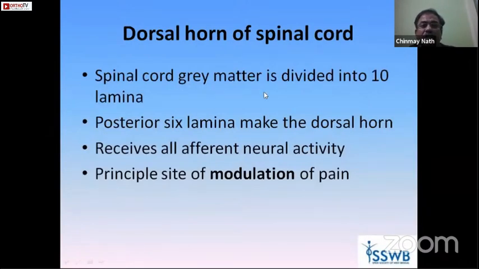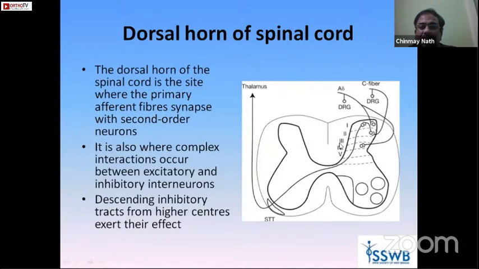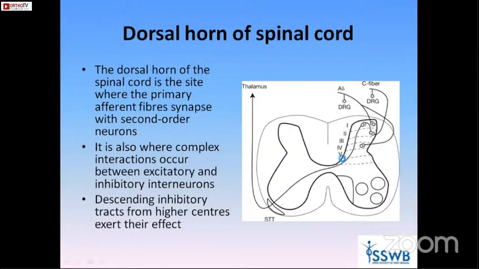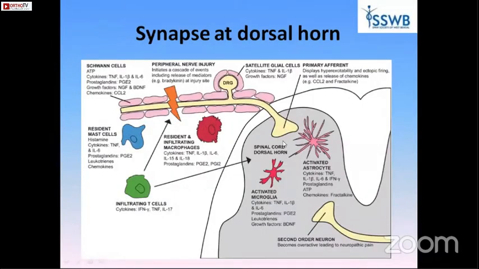Dorsal horn of the spinal cord is divided into 10 laminae. Among them, 6 laminae make up the dorsal horn, and it receives all afferent neural activity. And these are the 6 laminae: 1, 2, 3, 4, 5, 6. The A delta fiber attaches at 1 and 5, and C fiber. And this is the synaptic cleft.